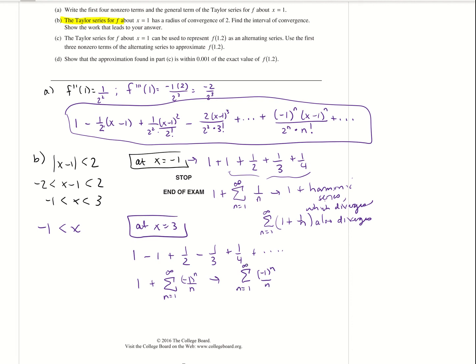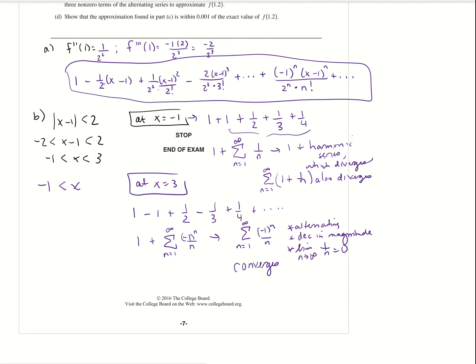The alternating harmonic series, it is alternating. The terms are decreasing in magnitude, and also the limit as n approaches infinity of the non-alternating part, 1 over n, is equal to 0. So this converges. This has an actual sum. If something converges and has a sum and you add 1 to it, well, 1 plus a finite number is going to be just some other finite number.